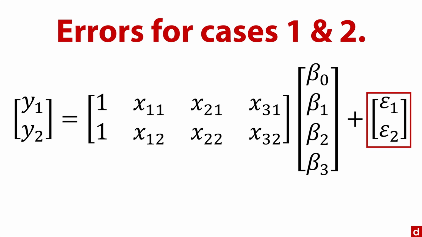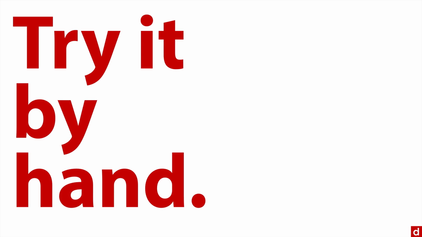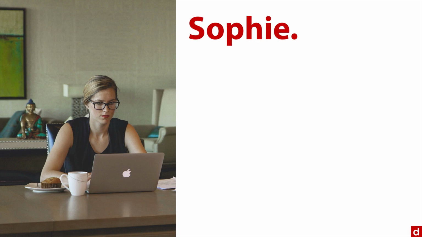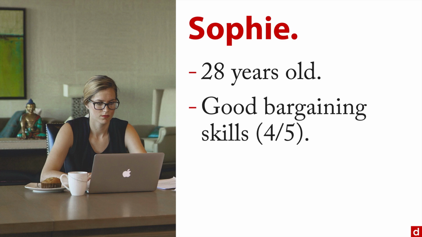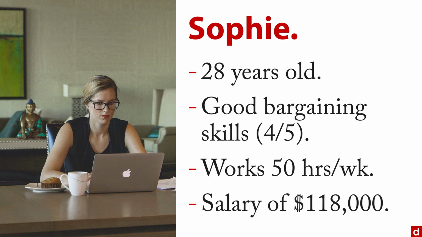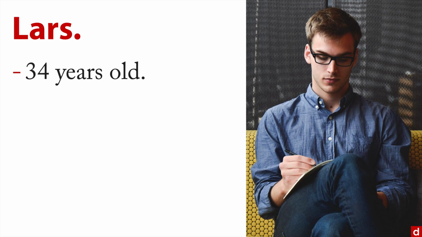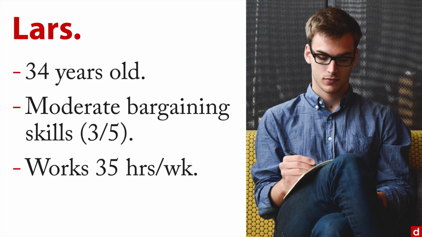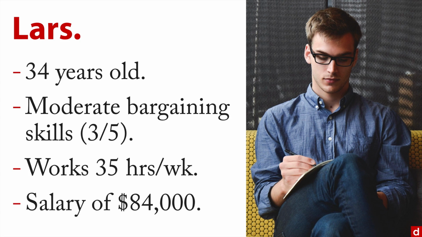Even though you would not do this by hand, it's helpful to run through the procedure. So I'm going to show it to you by hand. We're going to take two fictional people. This will be fictional person number 1. We'll call her Sophie. She's 28 years old, and she has good bargaining skills, a 4 on a scale of 5, and works 50 hours a week, and her salary is $118,000. Our second fictional person, we'll call him Lars. He's 34 years old and has moderate bargaining skills, 3 out of 5, works 35 hours per week, and has a salary of $84,000.